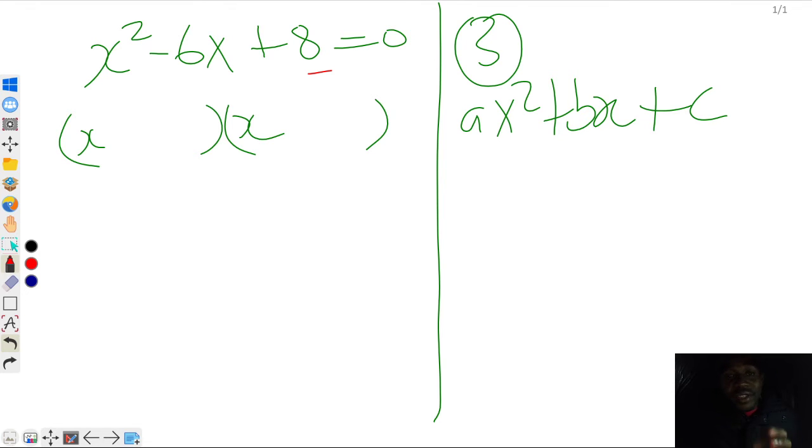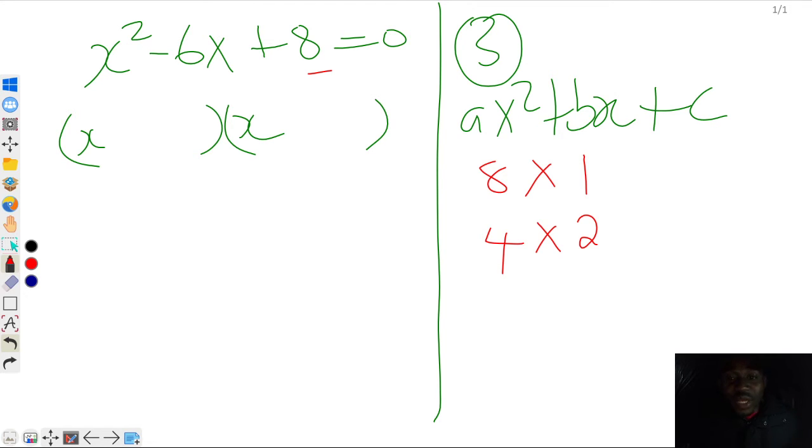Now, how are we going to factor? That's why we say factorize, because we need to find the factors. We're going to look at the factors of 8. Factors of 8 are 8 times 1 and 4 times 2. All right, when we look at these factors of 8, it does not end there.